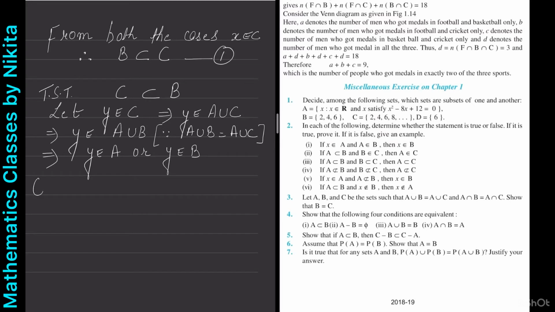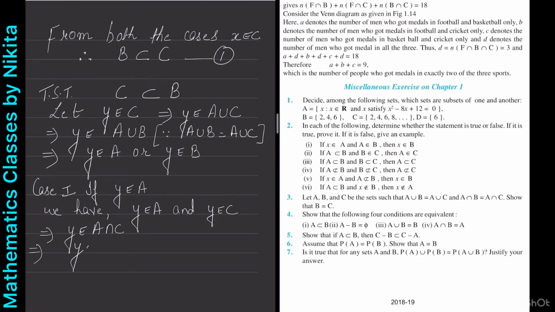Now let's have the cases. Case 1: what happens if y belongs to A? So we have y is in A as well as y is in C. So y belongs to A and y belongs to C. This implies that y belongs to A intersection C, which is equal to A intersection B, since A intersection B is equal to A intersection C.